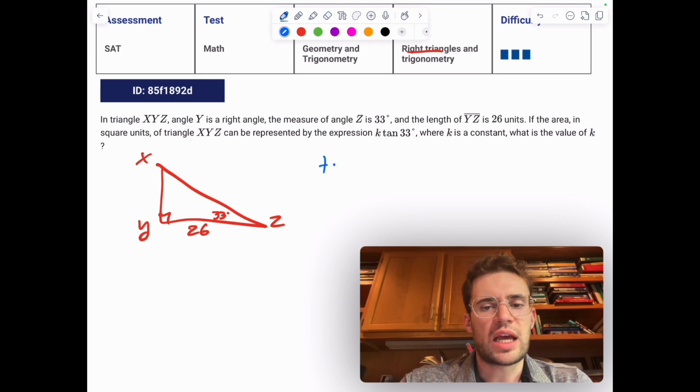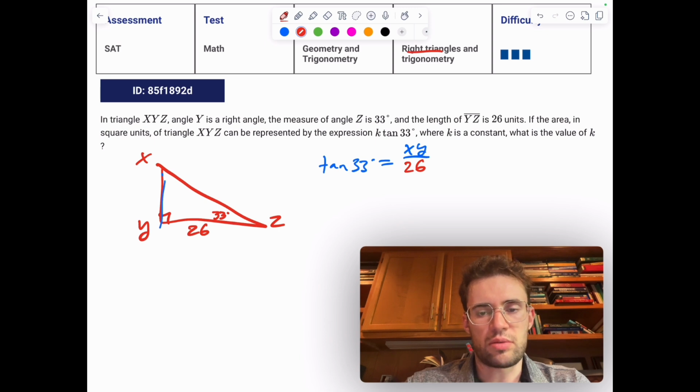All right, well, first, tangent of 33 degrees, that's tangent of Z, is going to be equal to the side opposite the Z, so that's XY, divided by the side adjacent, which we know is this YZ, which is 26. So we've got tangent of 33 equals XY over 26.